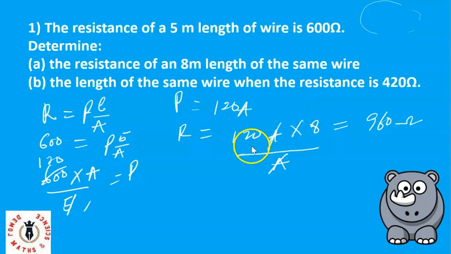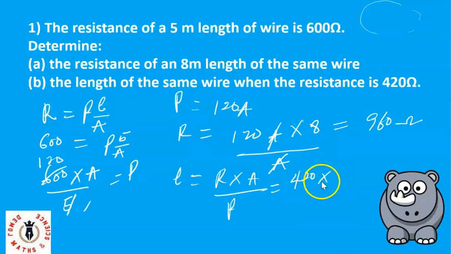Now, we're still going to apply our change of subject formula. We're interested in length. From R, the length will be equal to R times A over rho. My R, obviously, is when the resistance is 420 ohms. That's 420 times a cross-sectional area A, and our rho, the resistivity of the material, we already know is what?